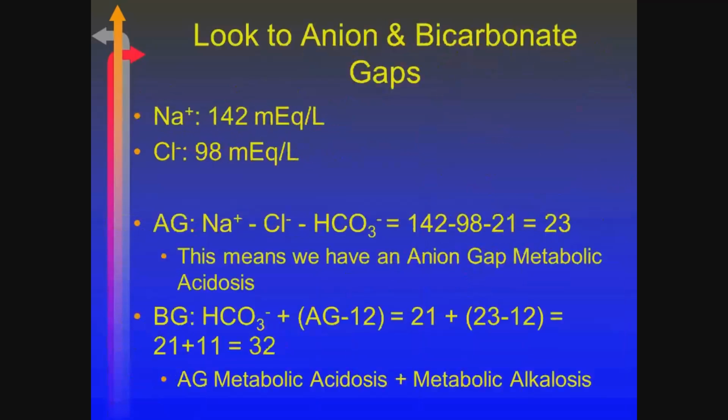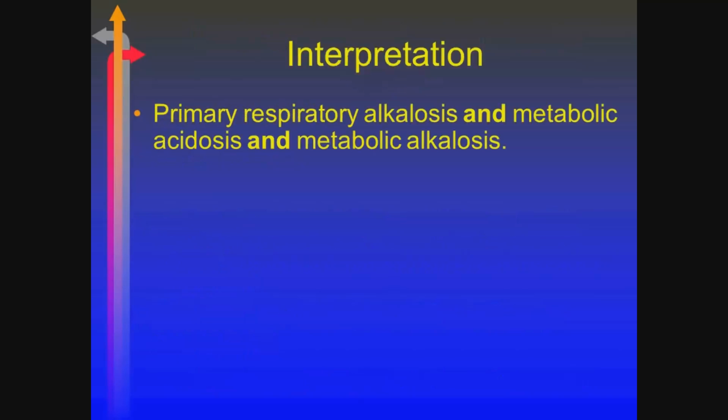It says that must mean that I have not only an anion gap metabolic acidosis, but I have a metabolic alkalosis superimposed on there. Holy moly. Respiratory alkalosis and a metabolic acidosis, not as a compensatory, an actual problem, and a metabolic alkalosis. Does that sum it up?